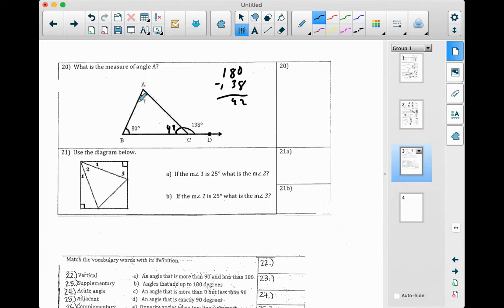Okay, now that I know that, I can figure out angle A because I know the other two angles in this triangle. So 80 plus 42 equals 122. Take that away from 180, gives you 58. So angle A is 58 degrees.